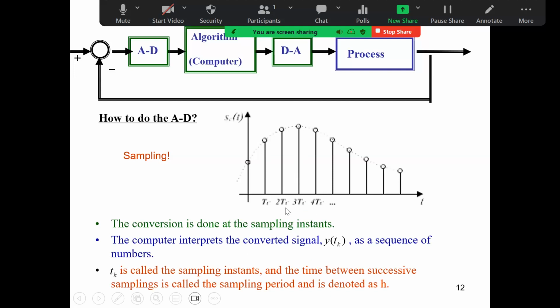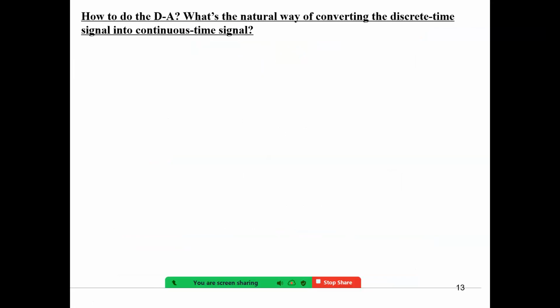Those are called the sample instances, and the time between successive samplings is called the sampling period. We will use H to denote the sampling period. Normally, the sampling period is uniform, a constant, so we only consider uniform sampling. Then we can convert the analog signal to a digital signal.